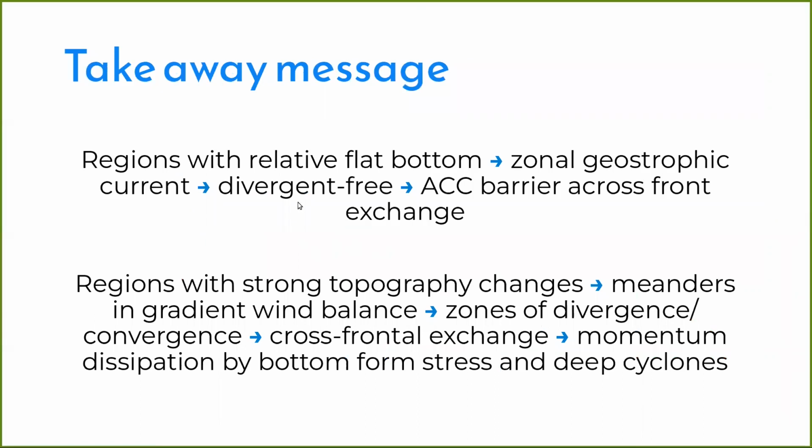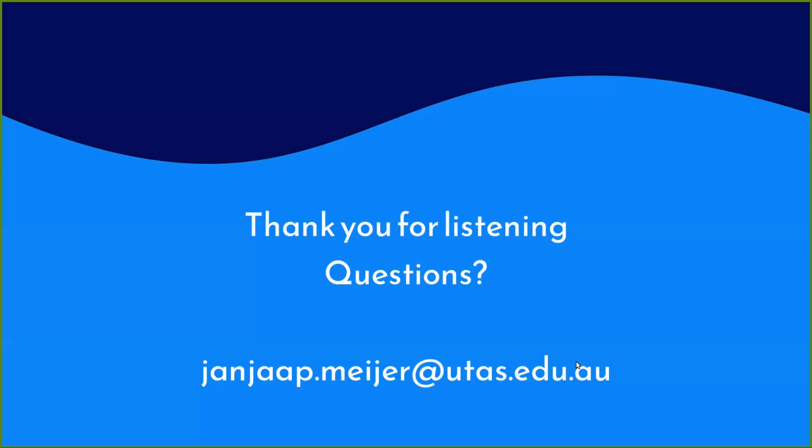So what is the takeaway message? We see that the ACC can basically be divided into two regions. Regions with a relatively flat bottom are mainly in geostrophic balance and divergence free, so the ACC is a barrier for cross-frontal exchange. Then you have regions where the flow interacts with topography. There are meanders, which are in gradient wind balance, that create zones of divergence and convergence and cause cross-frontal exchange, and momentum can be dissipated by bottom form stress or deep cyclones.